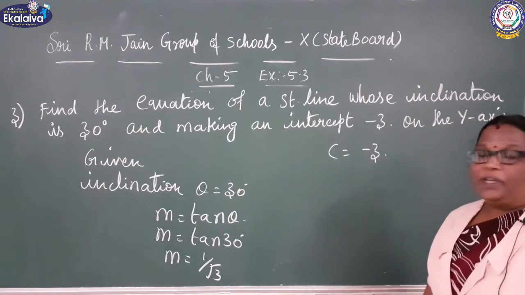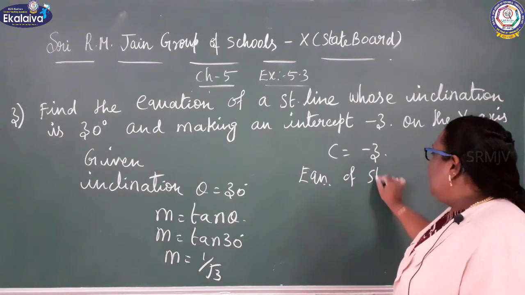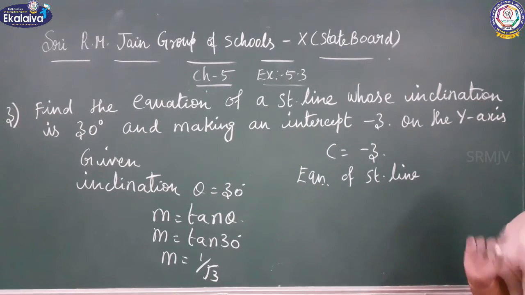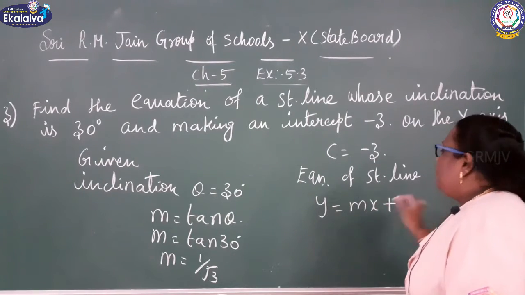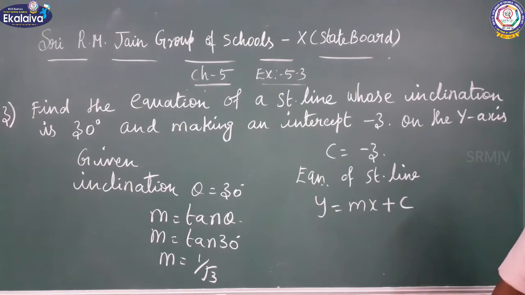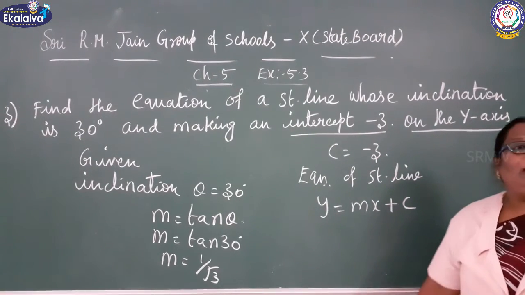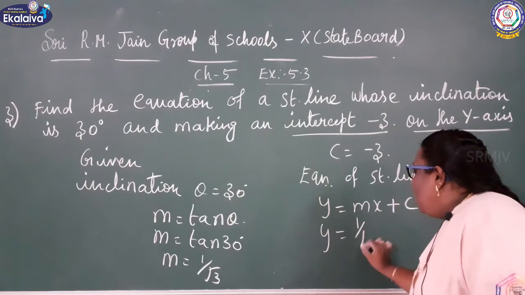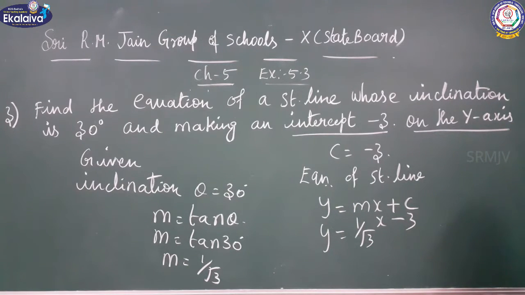What is the equation of a straight line? Slope and intercept is given, as y equal to mx plus c. Intercept on the y axis means c equal to minus 3. So y equal to, what is slope? 1 by root 3 x minus 3. m is 1 by root 3, x minus 3.